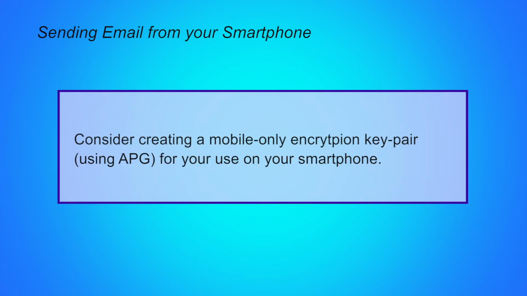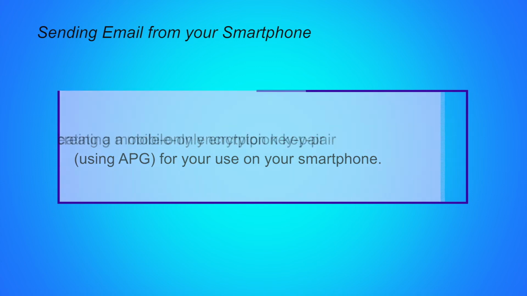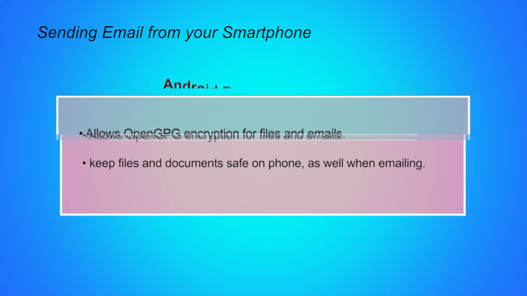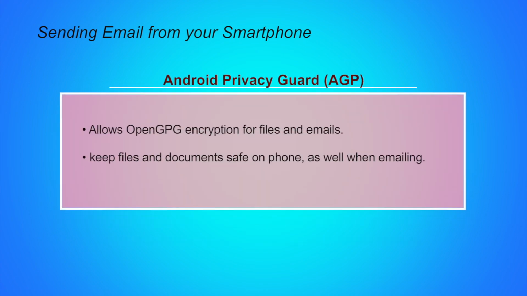Consider creating a mobile-only encryption key pair using APG for your use on your smartphone, so you do not copy your encryption private key from your computer to the mobile device. APG, or Android Privacy Guard, allows OpenGPG encryption for files and emails. It can be used to keep your files and documents safe on your phone as well as when emailing.